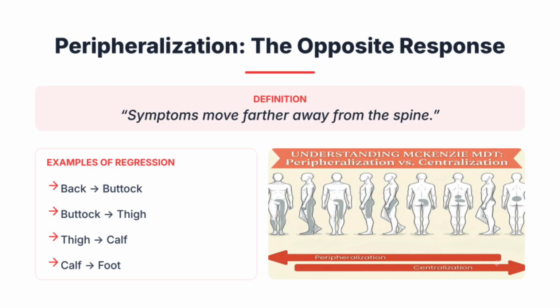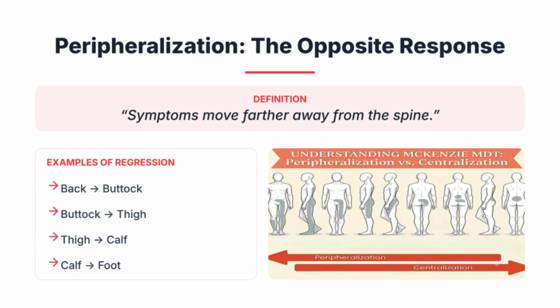Now, peripheralization is exactly the opposite. So this is when symptoms move further away from the spine. So pain moving farther down the arm in the case of symptoms related to the neck, or further down the leg in cases of symptoms originating from the lower back, this would be considered a less favorable response. And this may suggest that the movement being performed is not currently the best choice for that individual. And there are certain individuals that just do not respond, and we can't find a specific directional preference. But peripheralization is something that we want to try to stay away from.